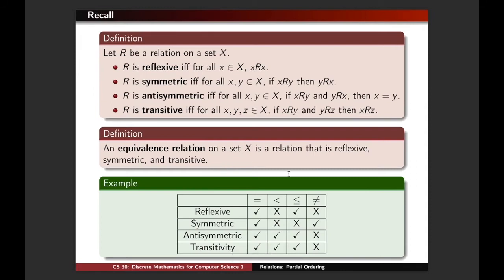Let's also recall the property of these operations on the set of real numbers. As can be seen, only equality is an equivalence relation. It's reflexive, symmetric, and transitive. Every number is in its own equivalence class.